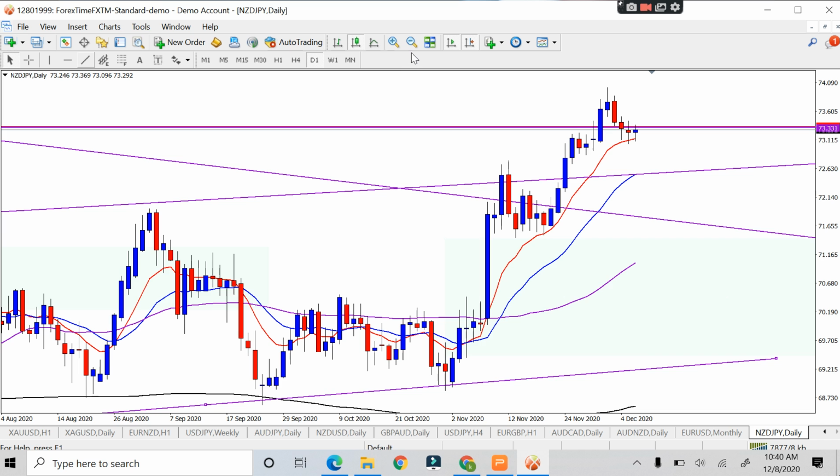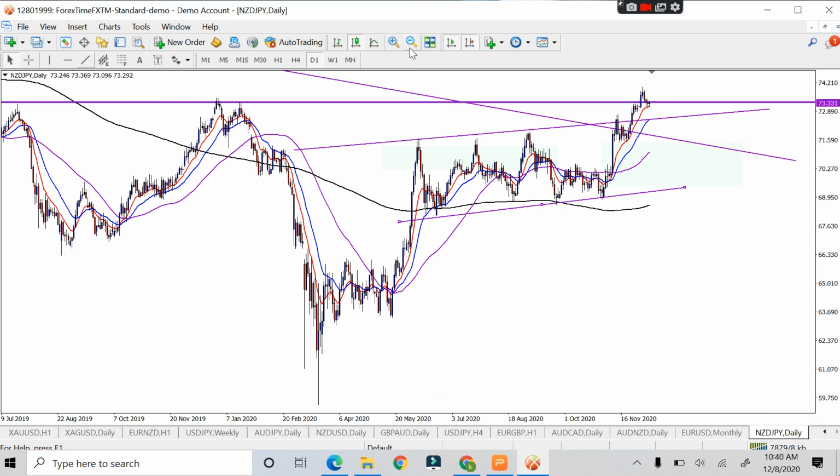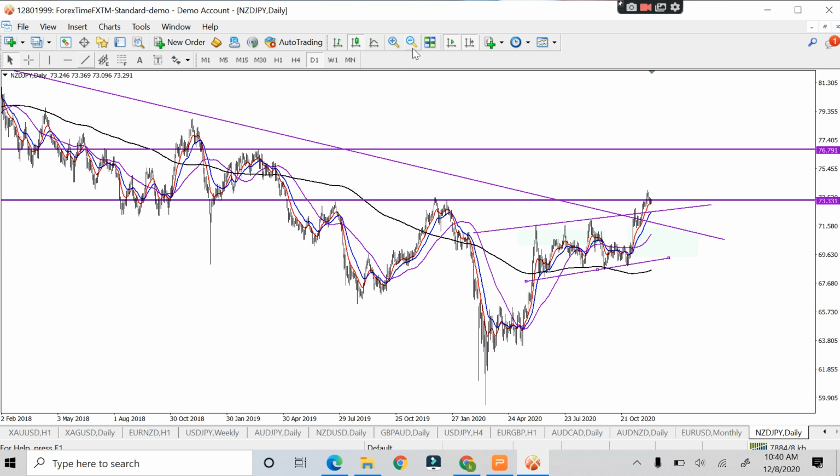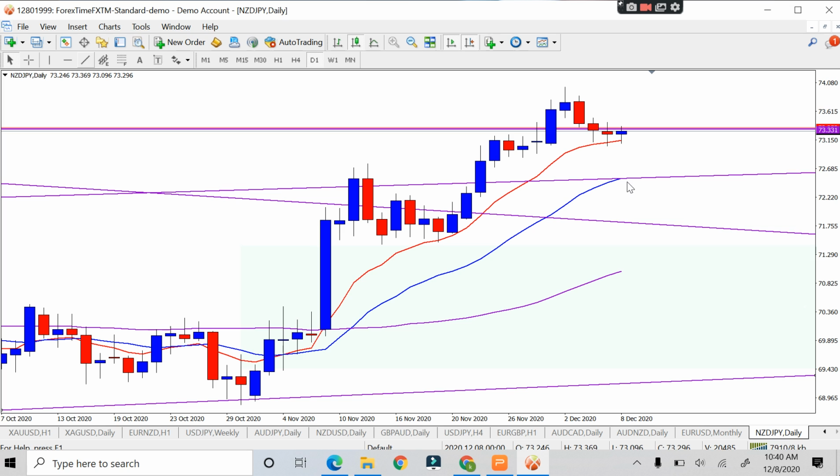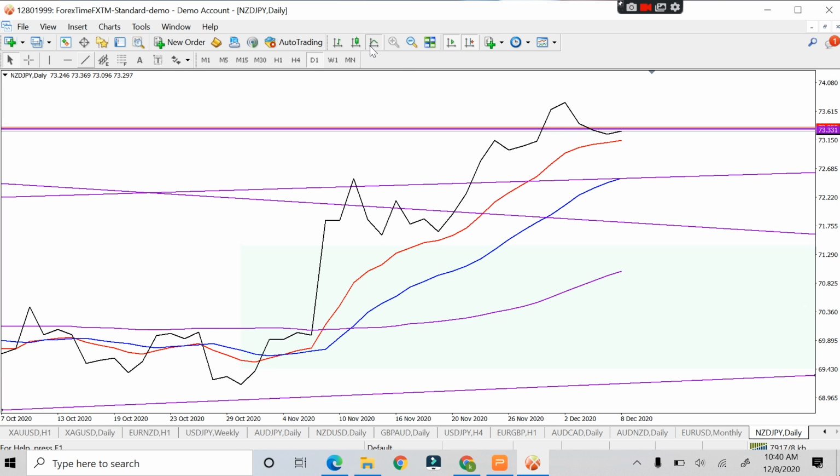So I am buy biased in this trade, and I'm looking to take like 300 pips or thereabouts from the point of entry just before the resistance. You have about 340-something pips, but 300 pips will be fine for me. My entry will be at the end of today. Let me go to 4 hours and see what's happening. Before that, let's look at the line chart.